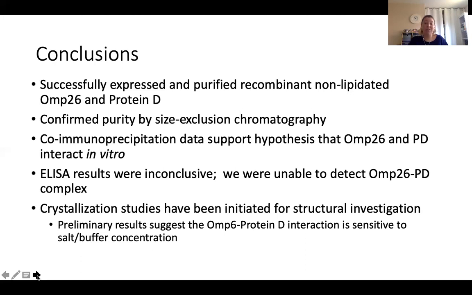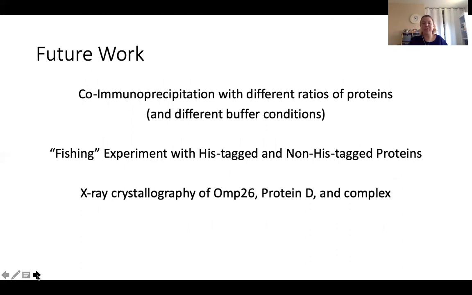So we have initiated crystallization studies with the Bloodhorn lab to investigate their structures. So we want to investigate protein D and OMP26 structures separately, as well as a possible complex that they make together. So preliminary results with these studies suggest that their interaction is actually quite sensitive to the amount of salt in the buffer, and the concentration of the buffer, and the pH of the buffer. So this leads to our future work.